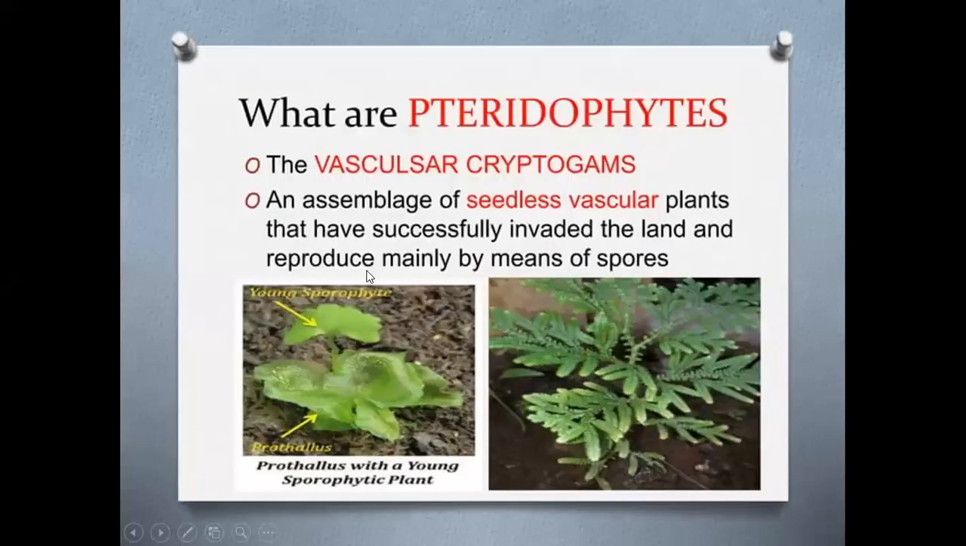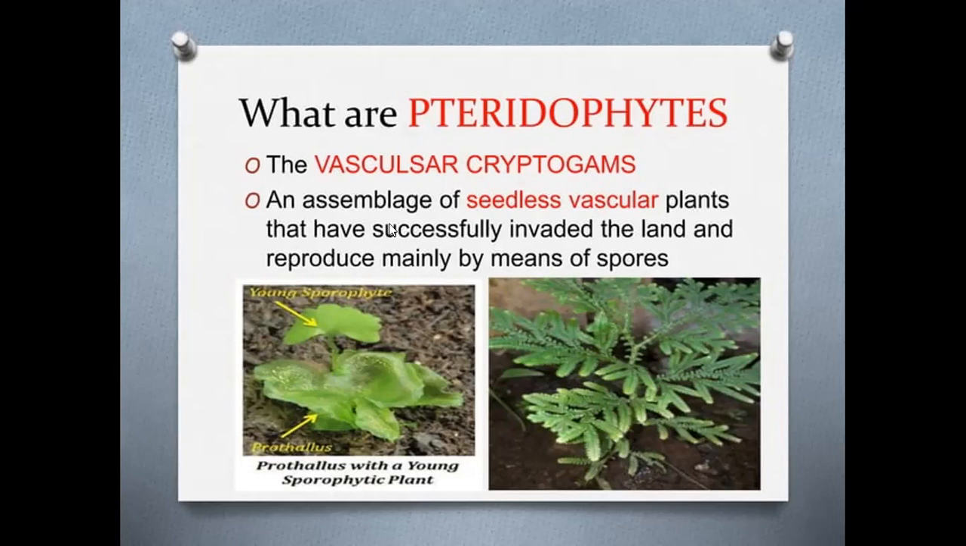Because we are talking about the pteridophytes, which are commonly called the vascular cryptogams, that is, the lowermost plants. These plants developed vascular tissues for conducting food and water. These are the xylem and the phloem, the vascular tissues which first developed within these plants. They have successfully invaded the land and reproduce mainly by means of spores.